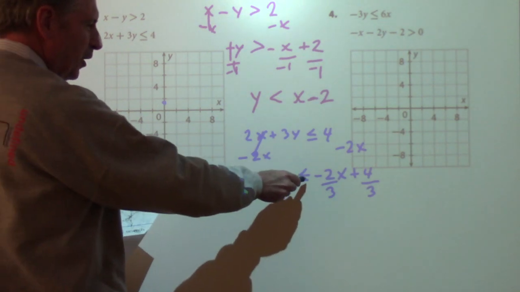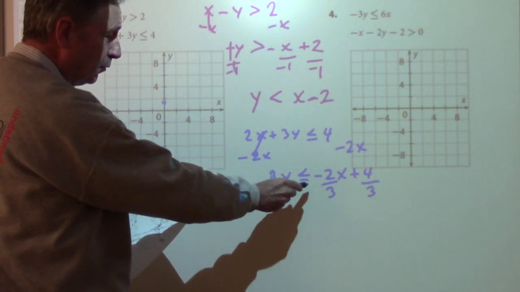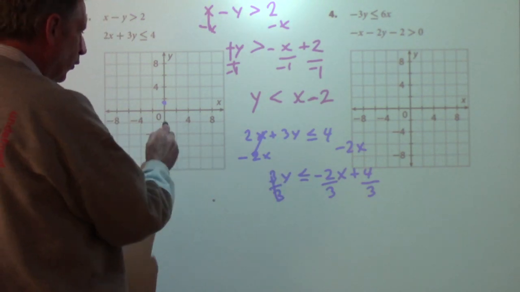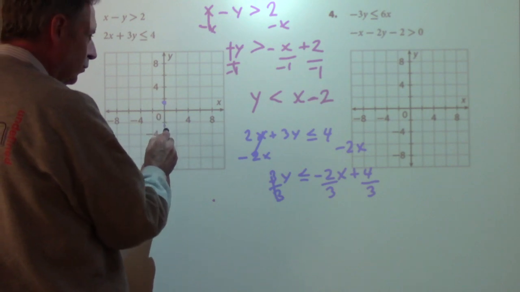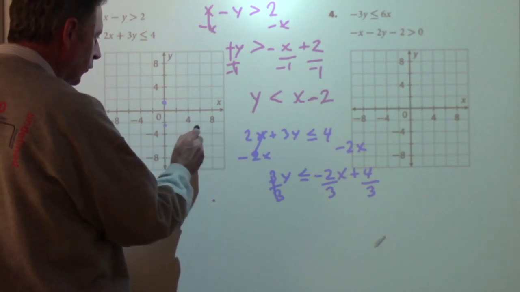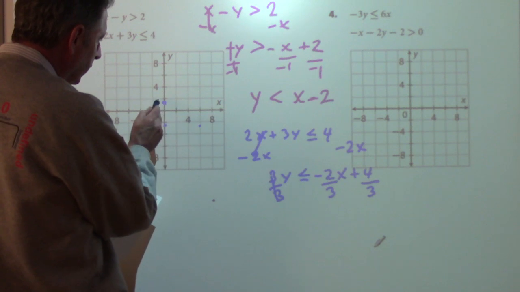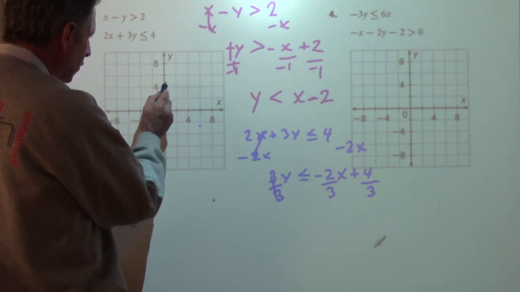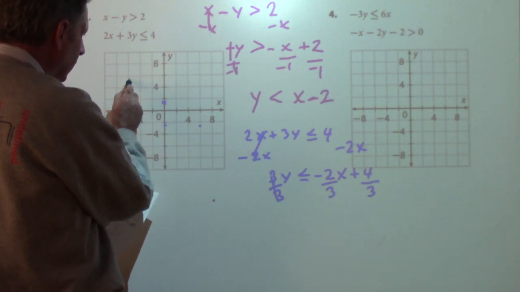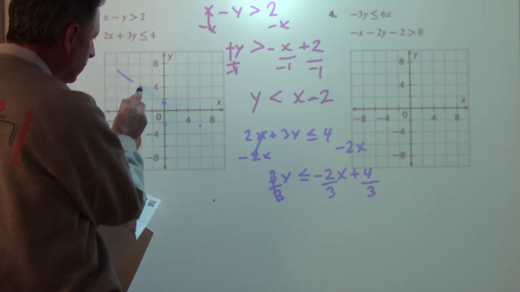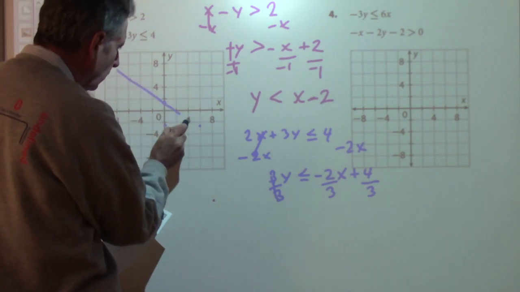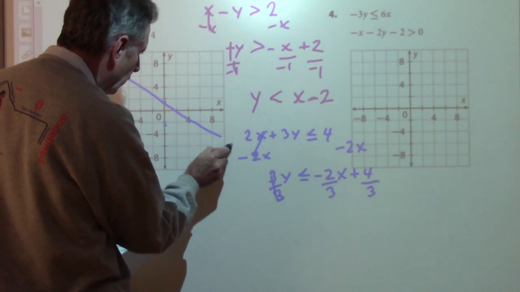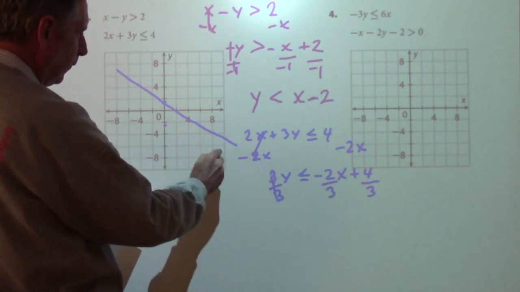Is that going to be solid line or dashed line? Solid. So down 2 over 3. So down 2 over 3. So it looks like this. And we have to go up 2 over 3. So it's going to look something like this. That look right? And shaded which way? Below.